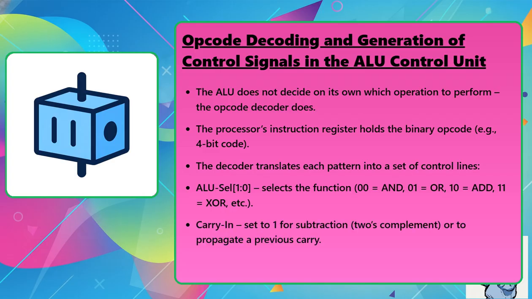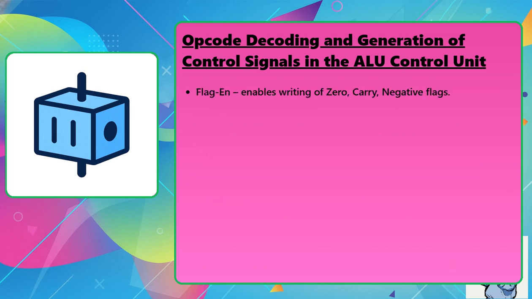Carry in - set to 1 for subtraction using 2's complement, or to propagate a previous carry. Shift control - tells the shifter how many positions and in which direction. Flag enable - enables writing of the zero, carry, and negative flags.